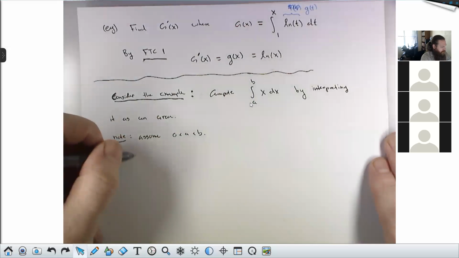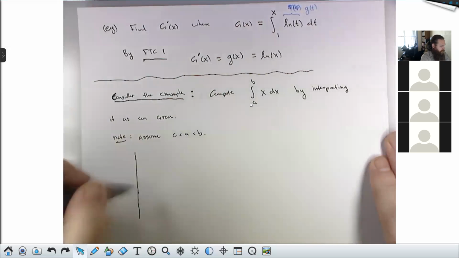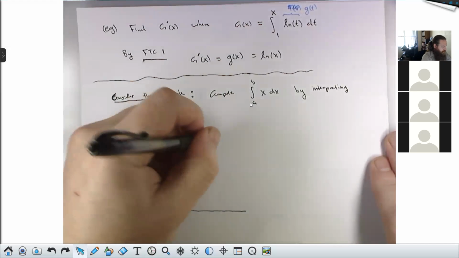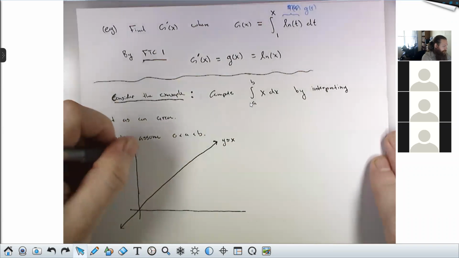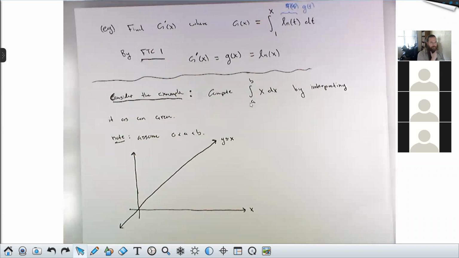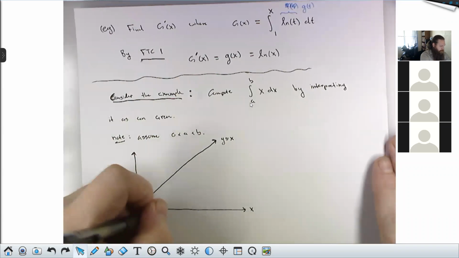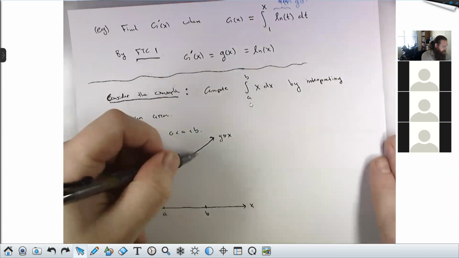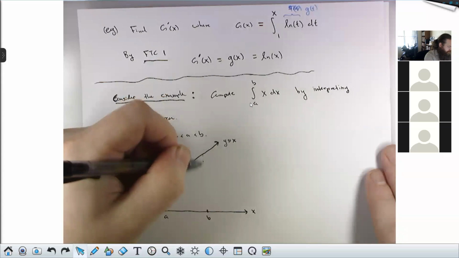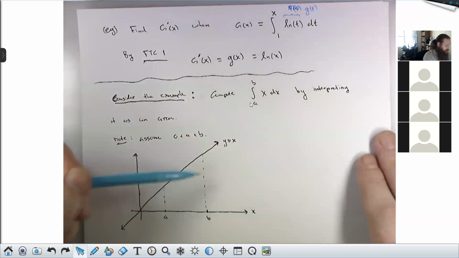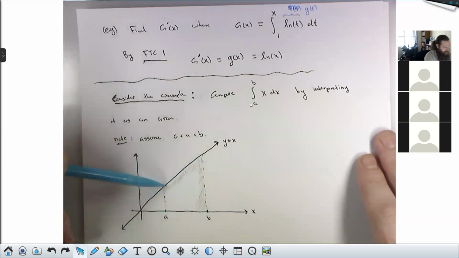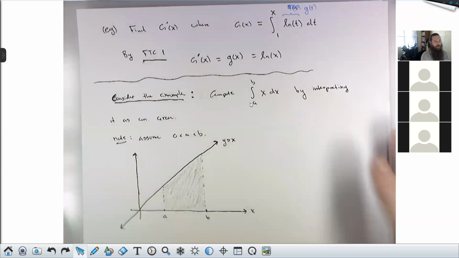I'm going to draw the picture. And we're going to compute using geometry because we're told to interpret as areas. So this is the line y equals x. This is my x-axis. And I was told to assume that a and b are both positive and that b is bigger than a. What that means is that the integral from a to b is this area, which I will, as we've been doing, shade in pencil. All right, that's what I want.